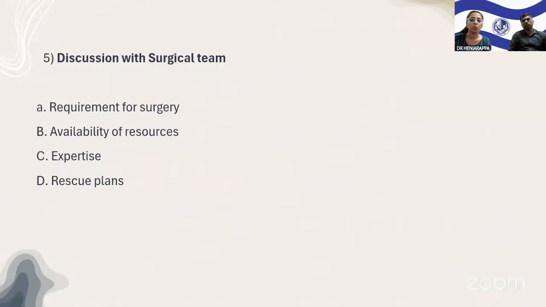Requirement for the surgery, of what type of tube is required for the patient for that particular surgery, whether oral endotracheal tube or nasal endotracheal tube, laser tube, or double lumen tube. Based on the requirement of surgery, we will decide. And availability of resources, video laryngoscopy, fiber optic bronchoscopy, and expertise with those instruments. And rescue plan, as a backup plan, we should keep front of neck access always ready.